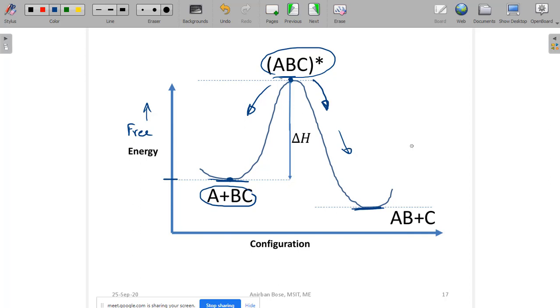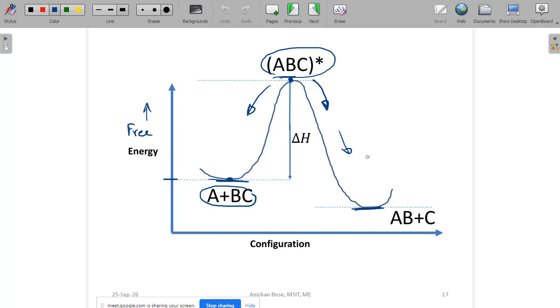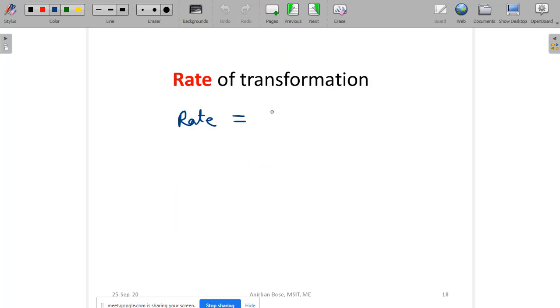Okay, now if we want to calculate the rate of reaction, then you tell me what this rate will be equal to. The number of atoms that have energy more than delta H star, because they can only form this ABC, right? So how many atoms will have an energy level more than delta H star? We can use the Boltzmann statistics. So what will that be?